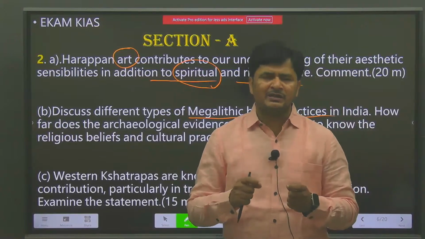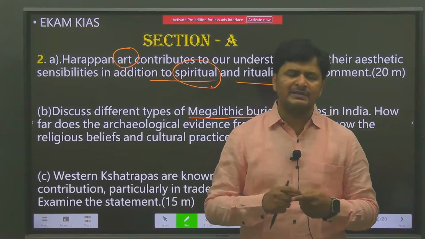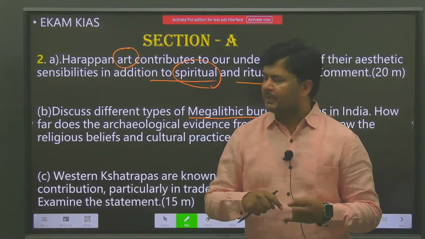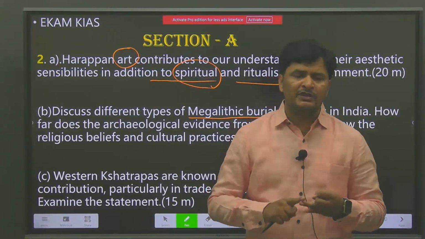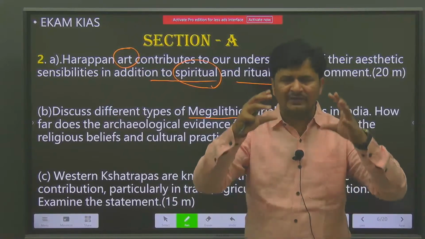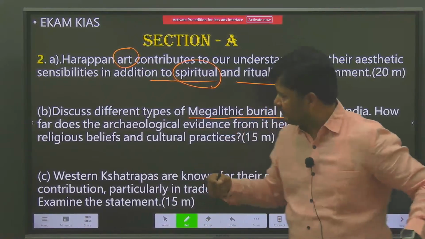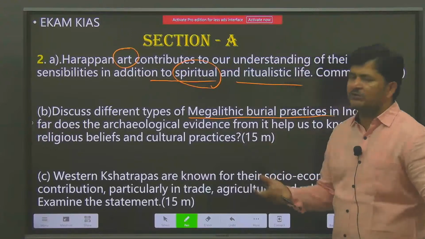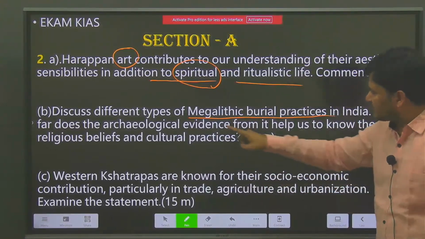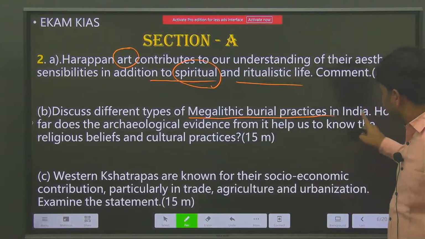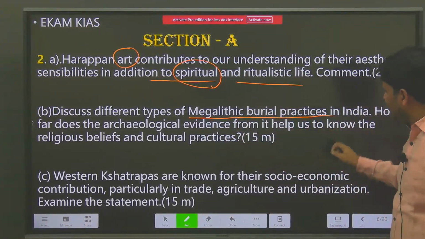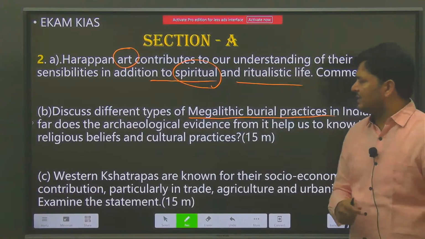When it comes to the megalithic, we find megalithic cultures in the Deccan and South India. We find different burial practices, maybe cremation, maybe inhumation, maybe pot burial, maybe double burial. We have different criteria by which the dead bodies were disposed of by the people of megalithic cultures. So discuss different types of megalithic burial practices in India, and how far the archaeological evidence helps us to know the religious beliefs and cultural practices.